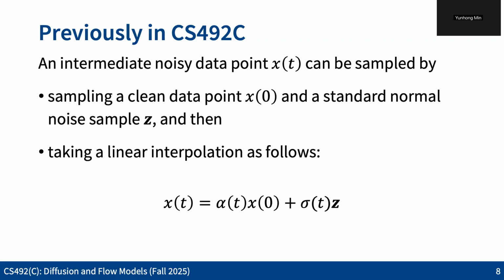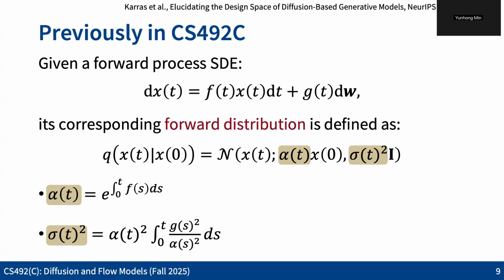Given this general form of the diffusion model with the forward distribution, what we have seen last time is that we can go back and forth. Given the definition of the forward process, the SDE, defining the f function and the g function, the question last time was how we can derive the corresponding forward distribution defined with the alpha and the sigma function. So given the f and the g function, we could derive these alpha and sigma functions, defining the diffusion models either in the form of the SDE or in the form of the forward distribution like this.